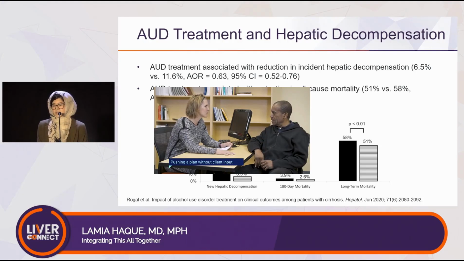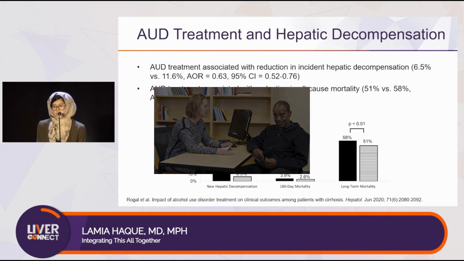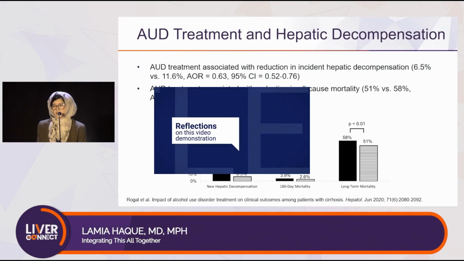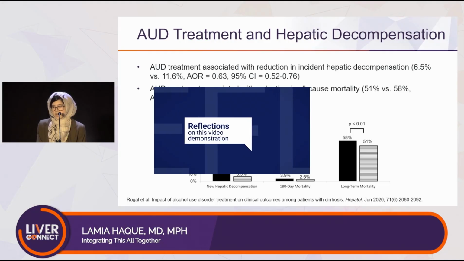This is one of the first larger observational studies, which showed some years ago that in a large VA cohort, receipt of alcohol use disorder treatment, whether it was behavioral or pharmacotherapy, in this case they pooled those two together, was associated with less hepatic decompensation as well as all-cause mortality.